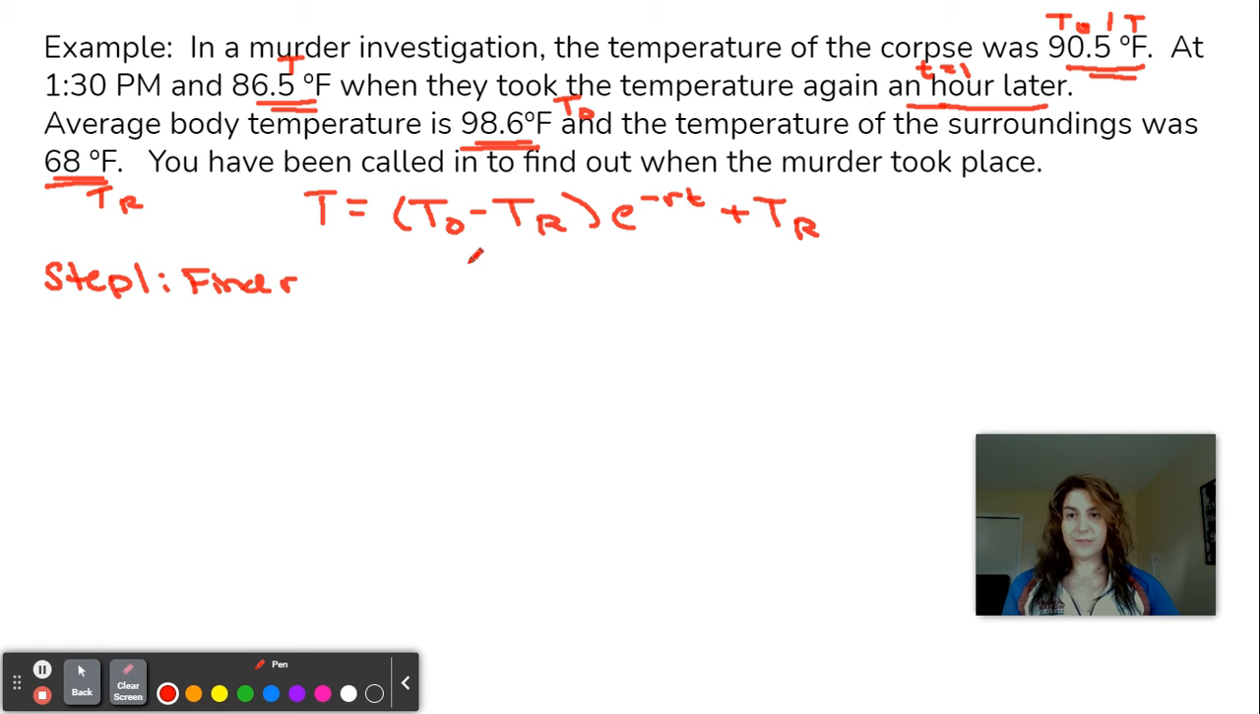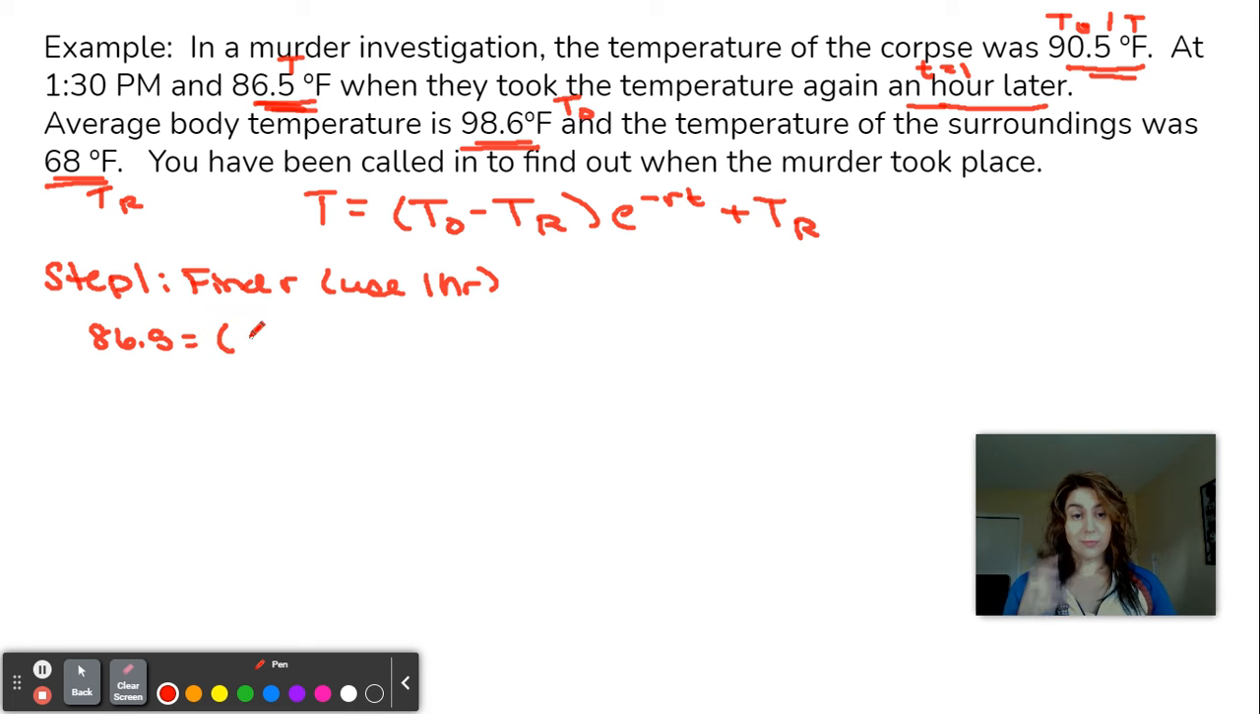All right, so first thing we're going to do, find R. We're going to use the 1 hour information for this. So I'm going to fill in everything I know. I know after 1 hour, it was 86.5 degrees.